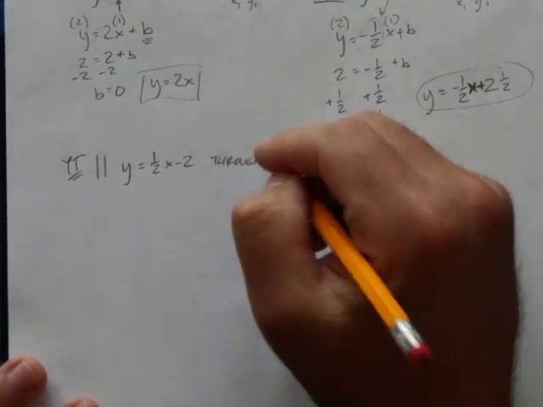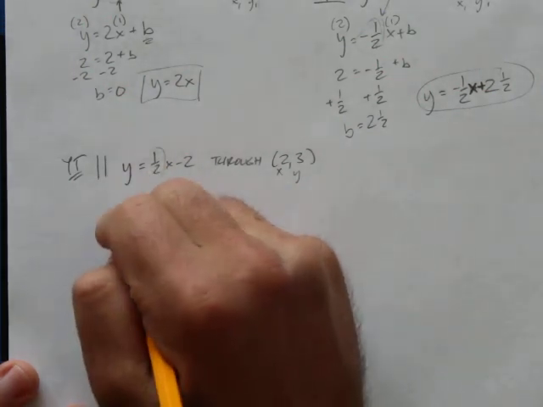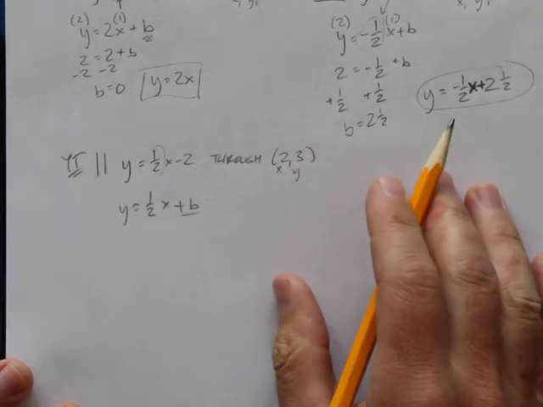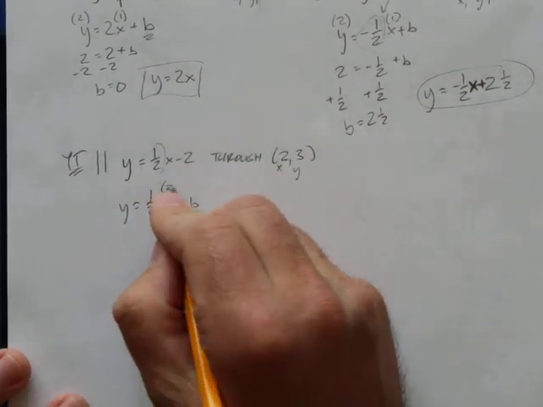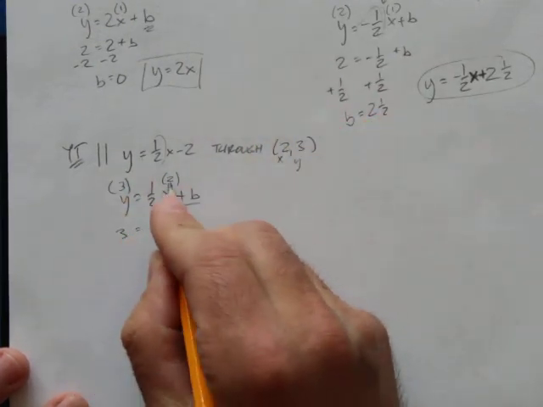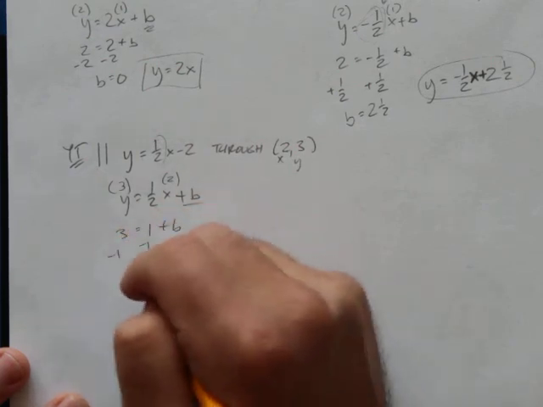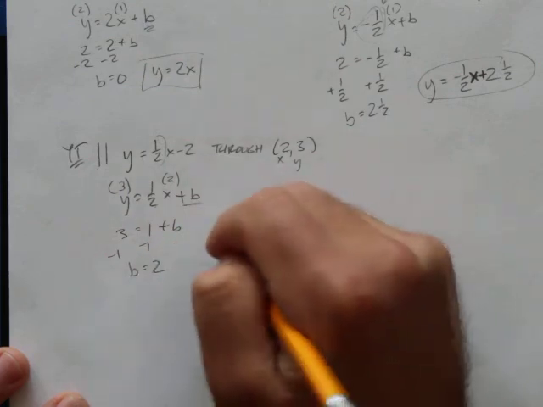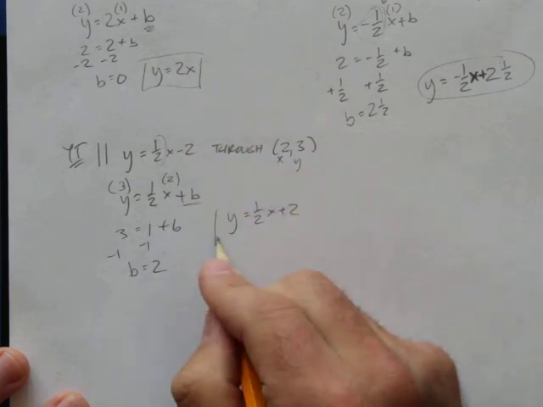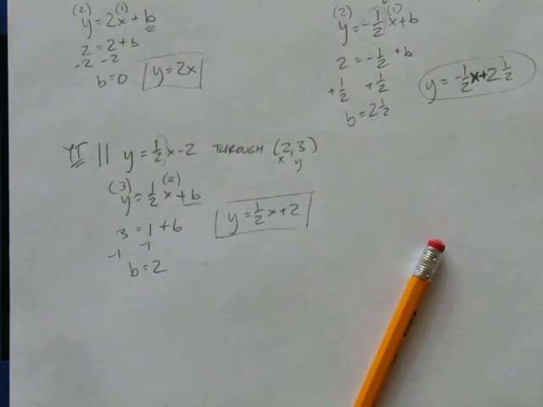All right, welcome back. This is x, this is y. Parallel means I have the same slope, so y equals 1/2 x. I don't know what my y-intercept is, so I'm going to take 2, plug that in for x, take 3, plug that in for y. 3 equals 1/2 of 2 is 1 plus b. I'm going to subtract 1 from both sides. b equals 2. So my equation is y equals 1/2 x plus 2. That's it. Woo! Good luck on the homework.